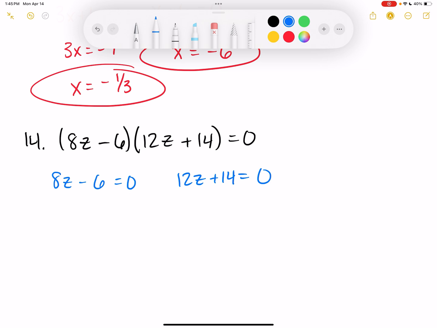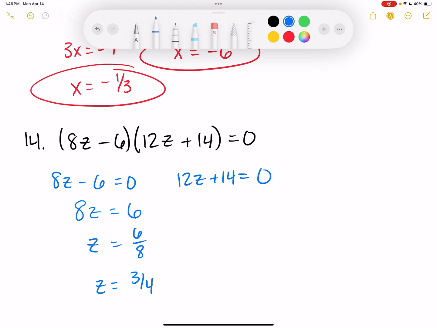So what do I do with the one on the left? Add the 6. Yeah. Add the 6. So I have 8z equals positive 6. Now what? You divide by 8. So I have z equals 6 over 8. Can I leave it like that? No, you can reduce it. 3 over 4. Yep, I need to reduce it to 3 over 4.